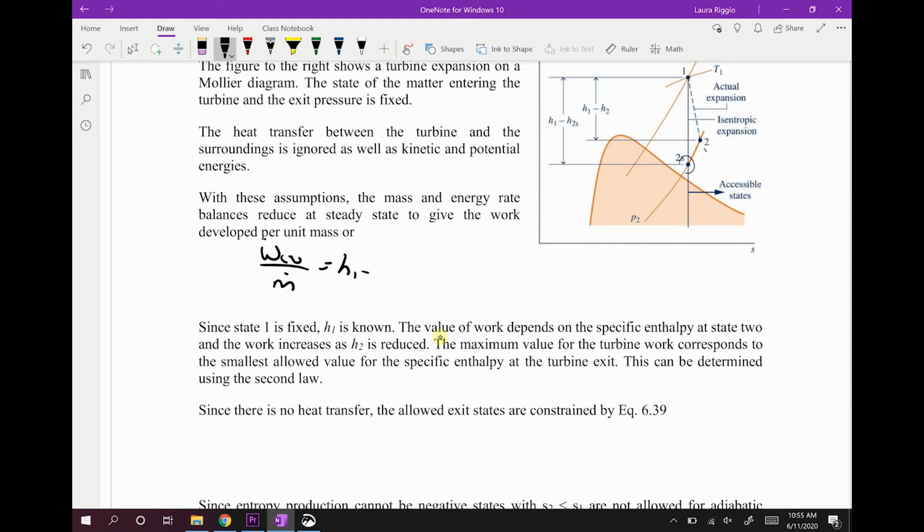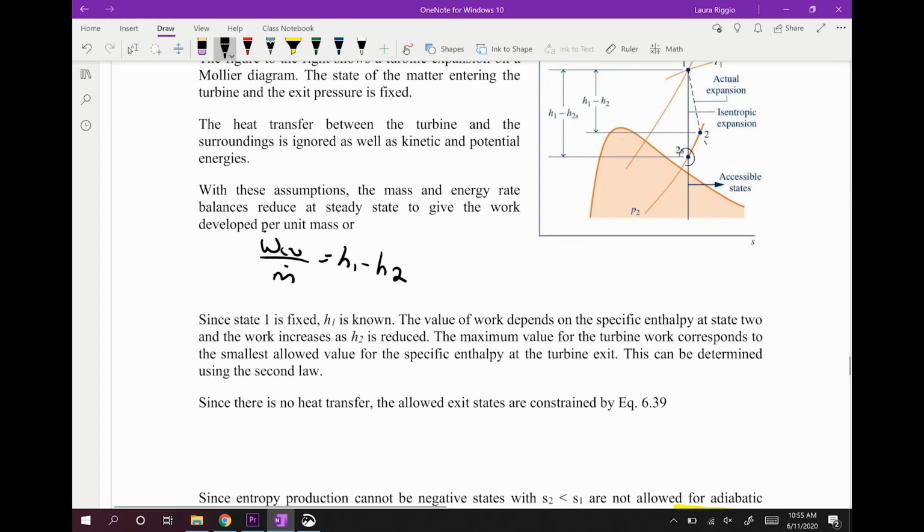is h1 minus h2. Since state 1 is fixed, h1 is known, so the value of work depends on the specific enthalpy at state 2. The work increases as h2 is reduced. So the maximum value for work for the turbine corresponds to the smallest allowed value for our specific enthalpy at the turbine exit. We can just figure that out using the second law.